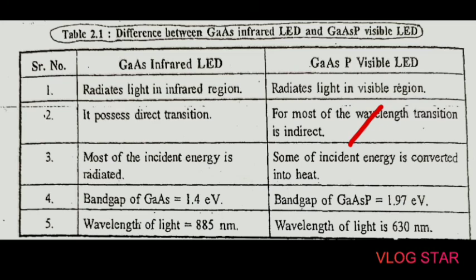Here the band gap of gallium arsenide is near about 1.4 electron volt, and for gallium arsenide phosphorus it is about 1.97 electron volt. Here the wavelength of light is up to 885 nanometer, and here the wavelength of light is 630 nanometer.